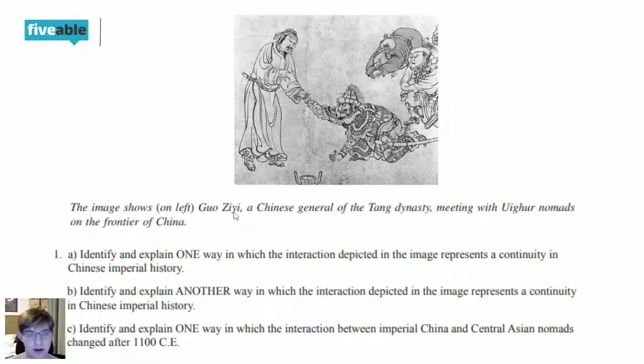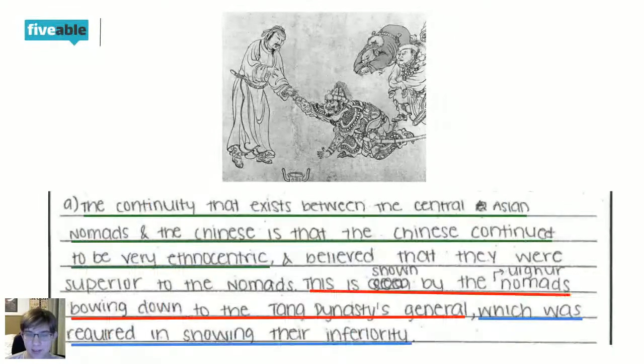All right, so it's asking for a continuity. A continuity that exists between the Central Asian nomads and the Chinese is that the Chinese continued to be very ethnocentric and believed that they were superior to the nomads. This is shown by the nomads bowing down to the Tang dynasty's general, which was required in showing their inferiority.